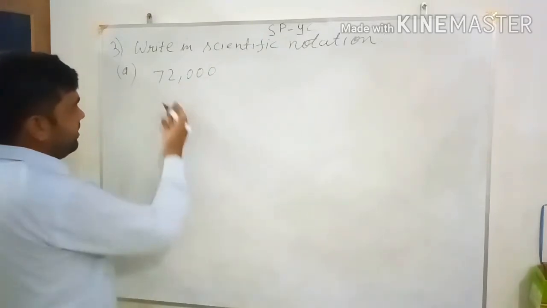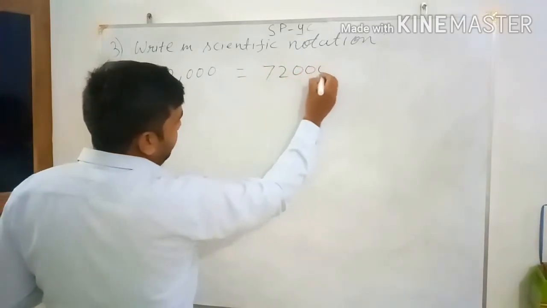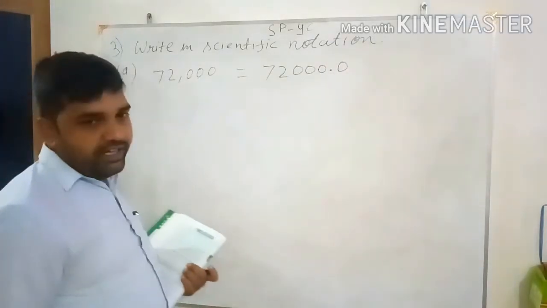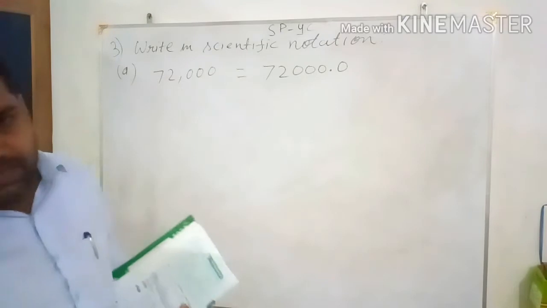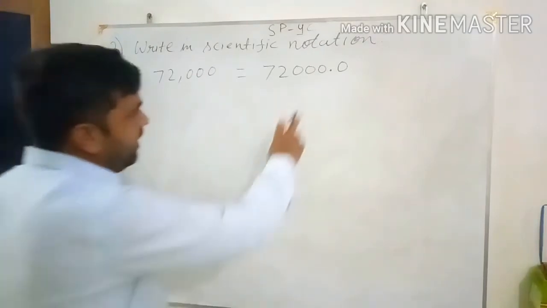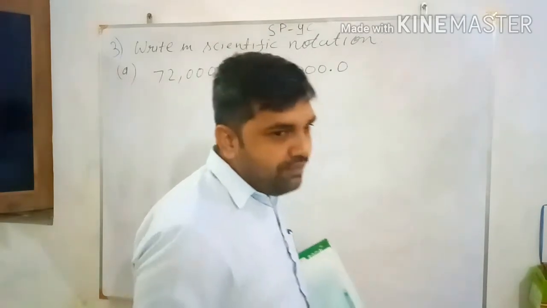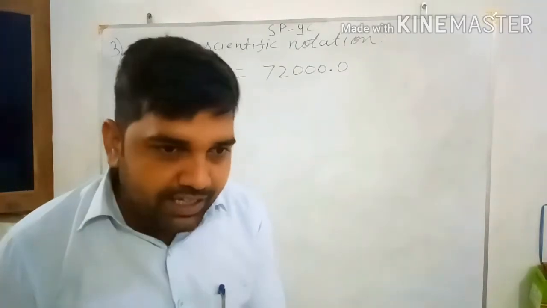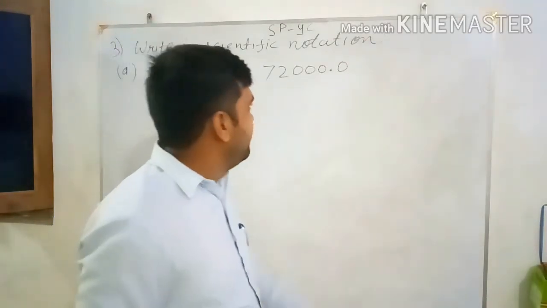72,000 can also be written as 72,000.0. We can put the decimal at the end of the number. Any number is given, so you can put the decimal at the end. Its value will not be changed. After the decimal there should be one digit. If there is no digit given, you can from your side add 0 after the decimal.